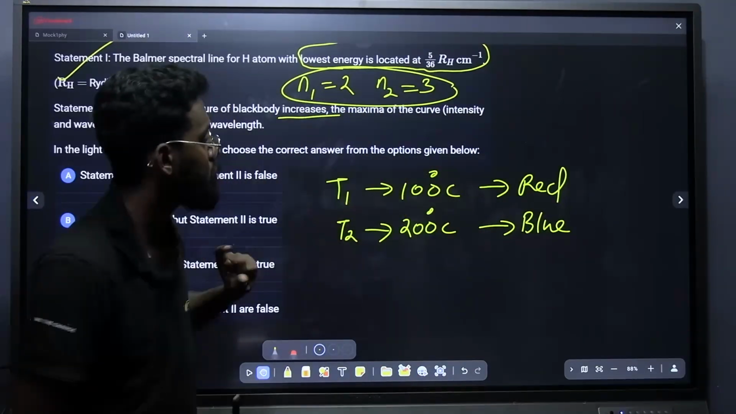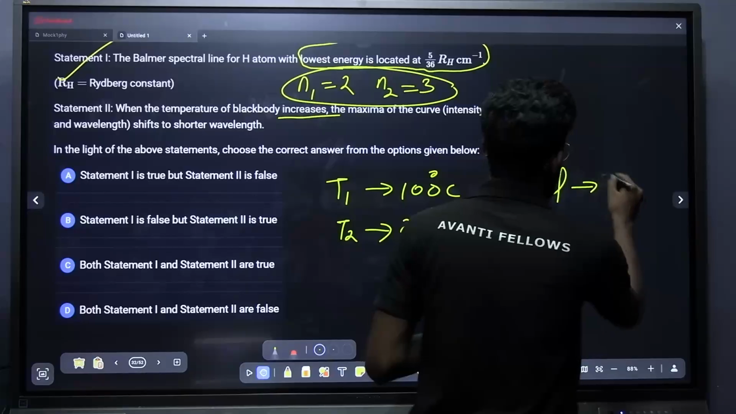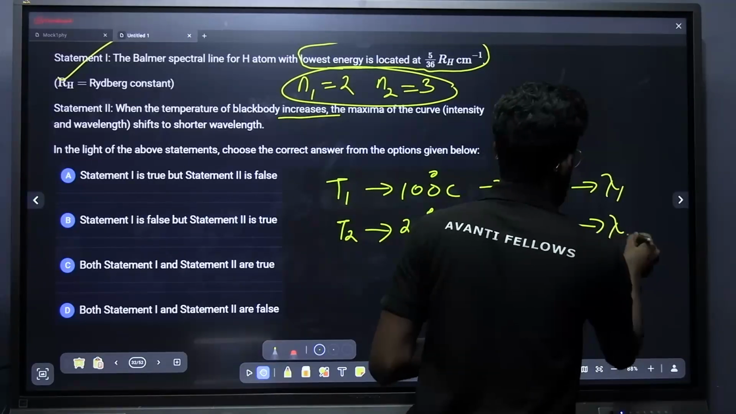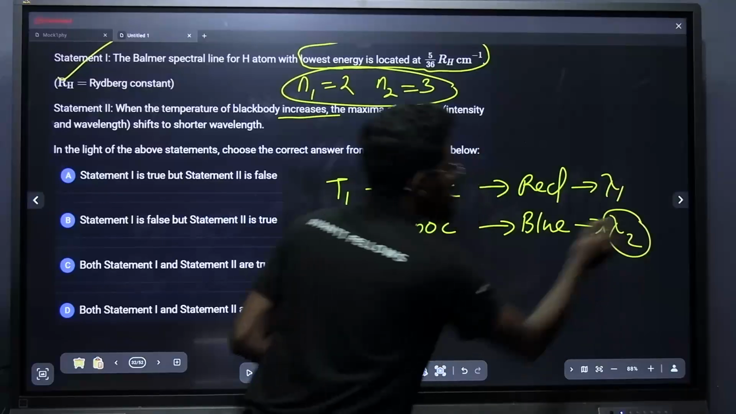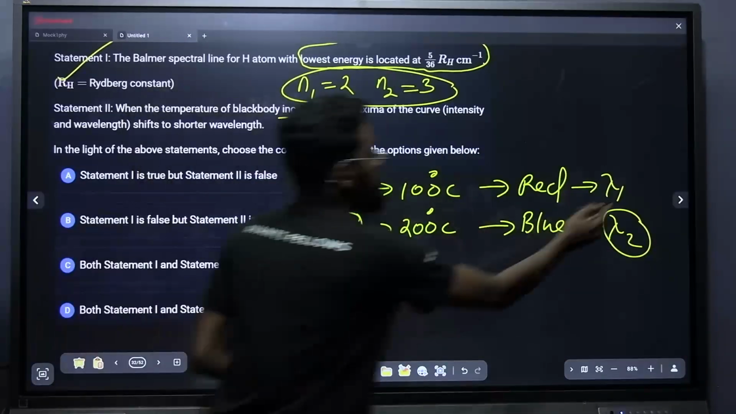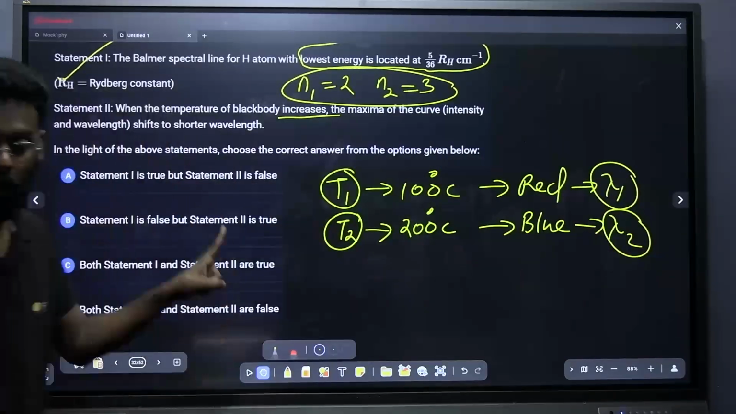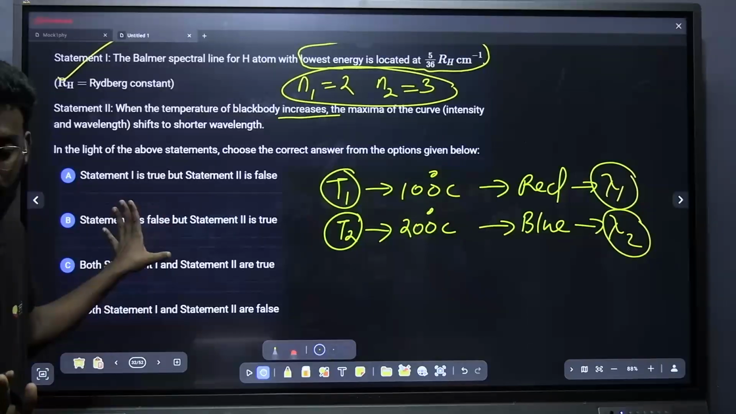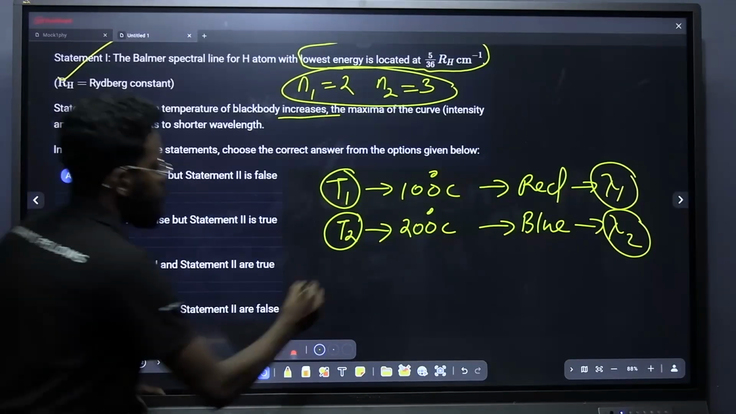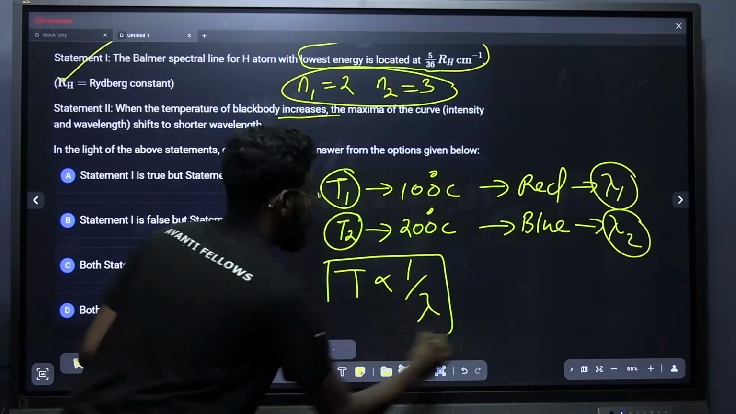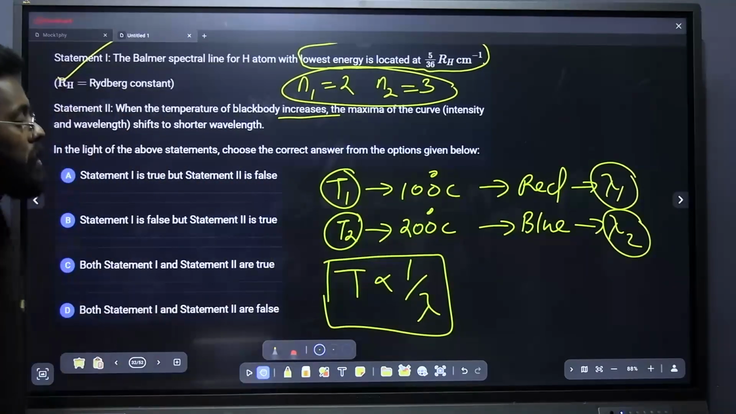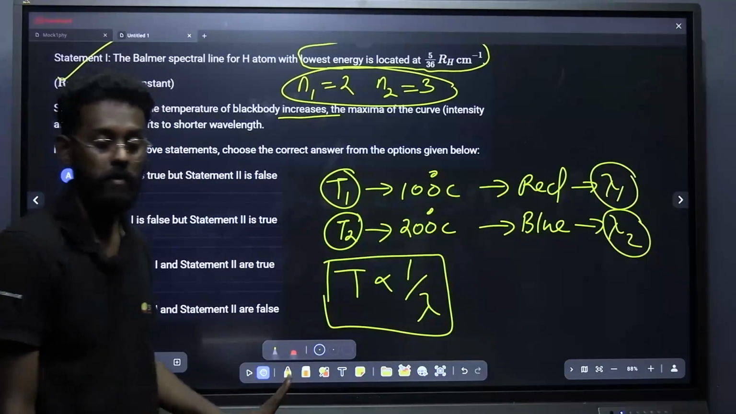Now see the wavelength of this one. Which one's wavelength is higher and which is lower? For higher temperature, I got lower wavelength. For lower temperature, I got higher wavelength. Got it? This is what black body radiation is. It is about the relation between temperature and wavelength, which is 1/lambda. The higher the temperature, the lower the wavelength of radiation emitted.